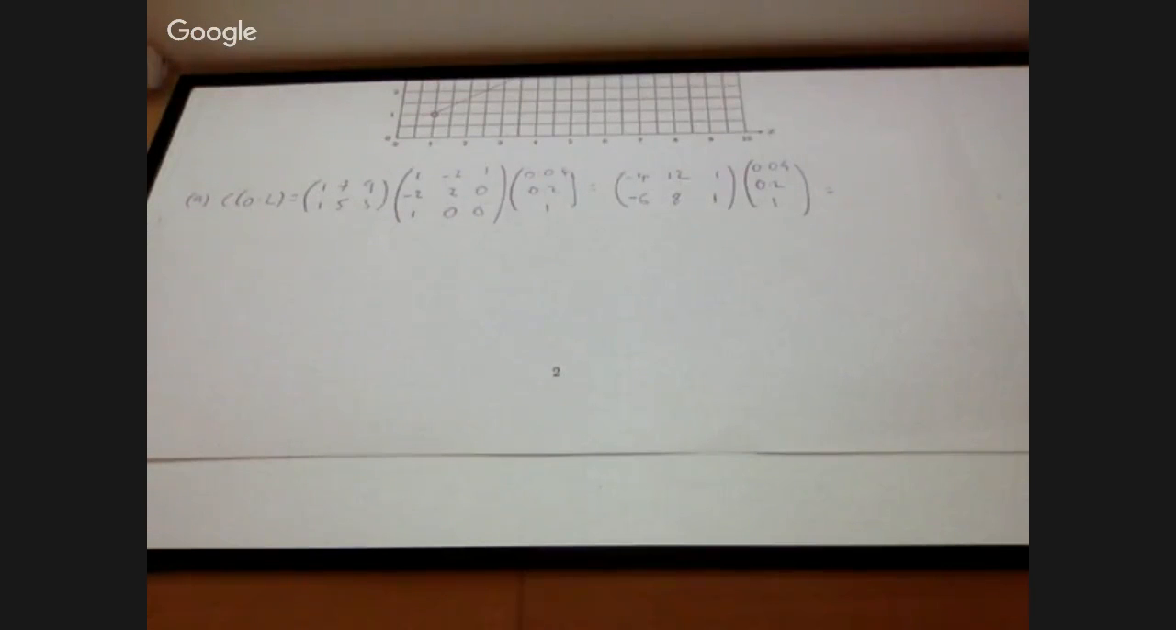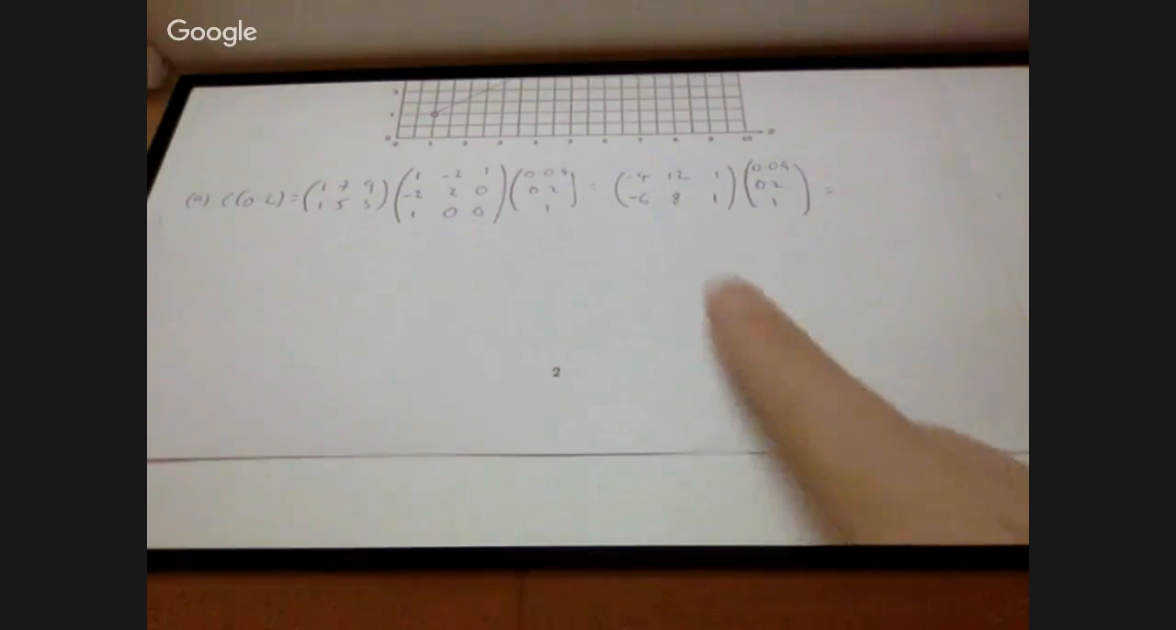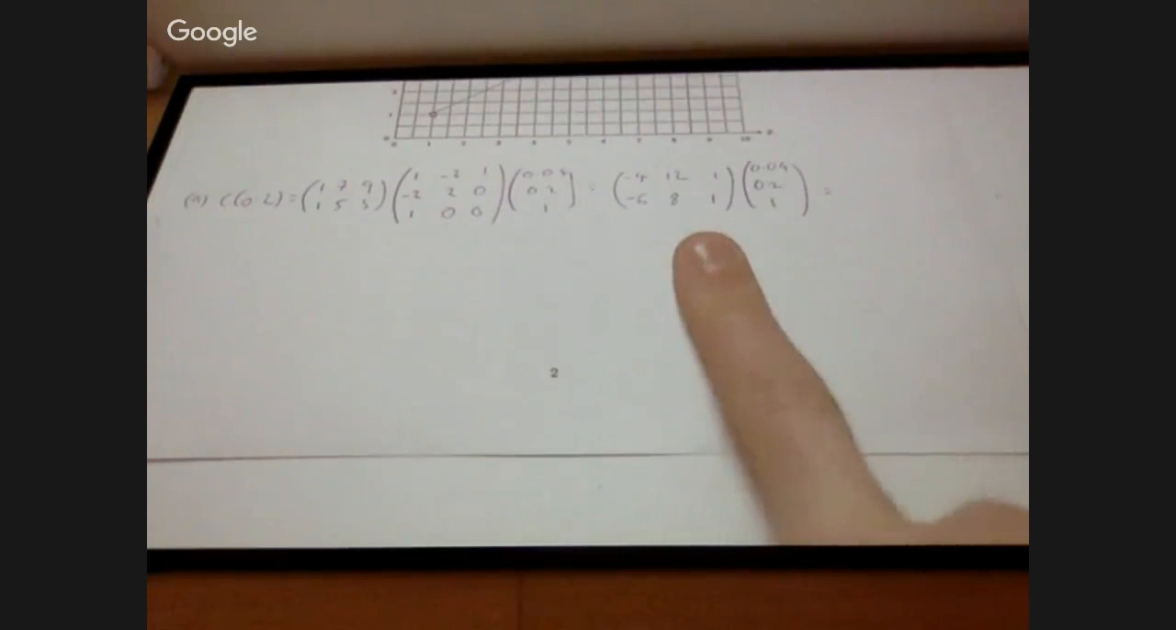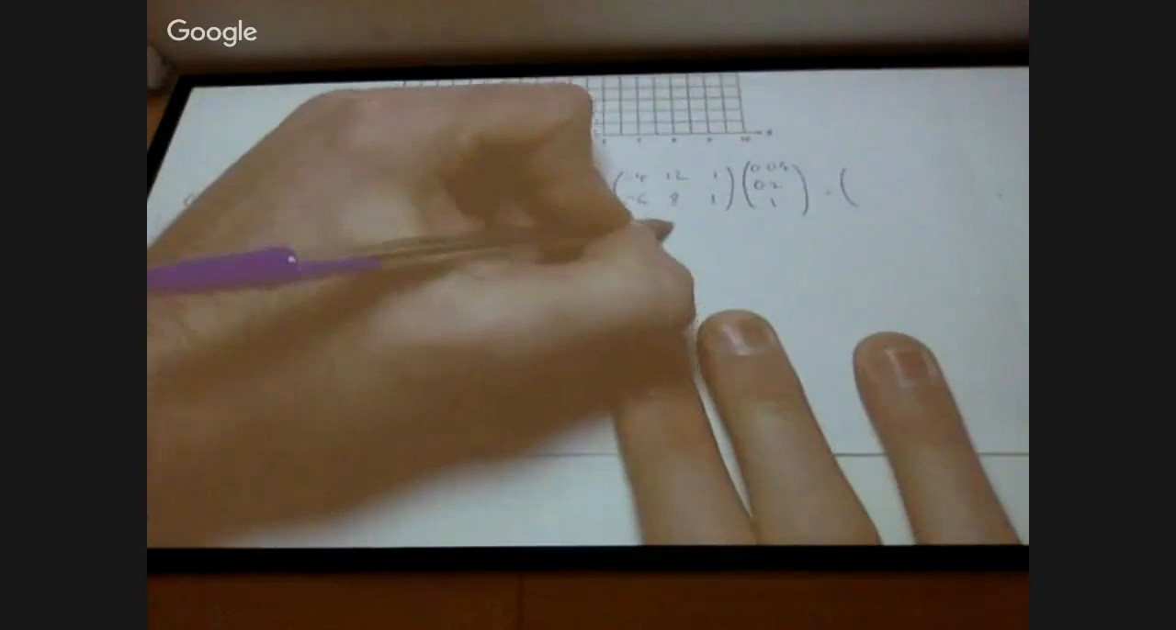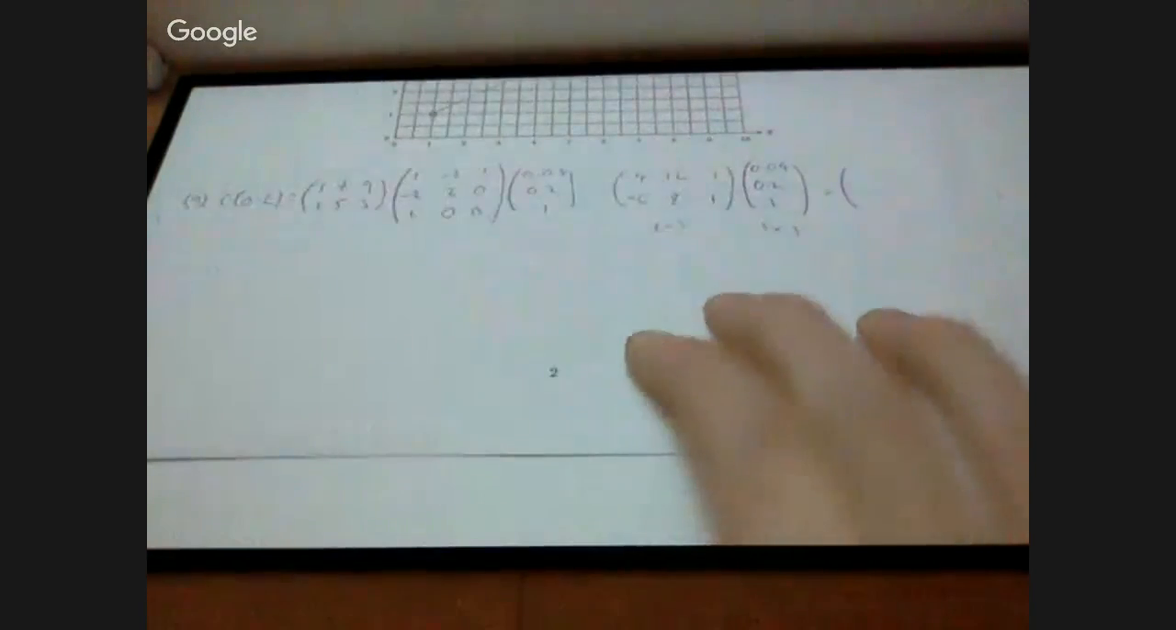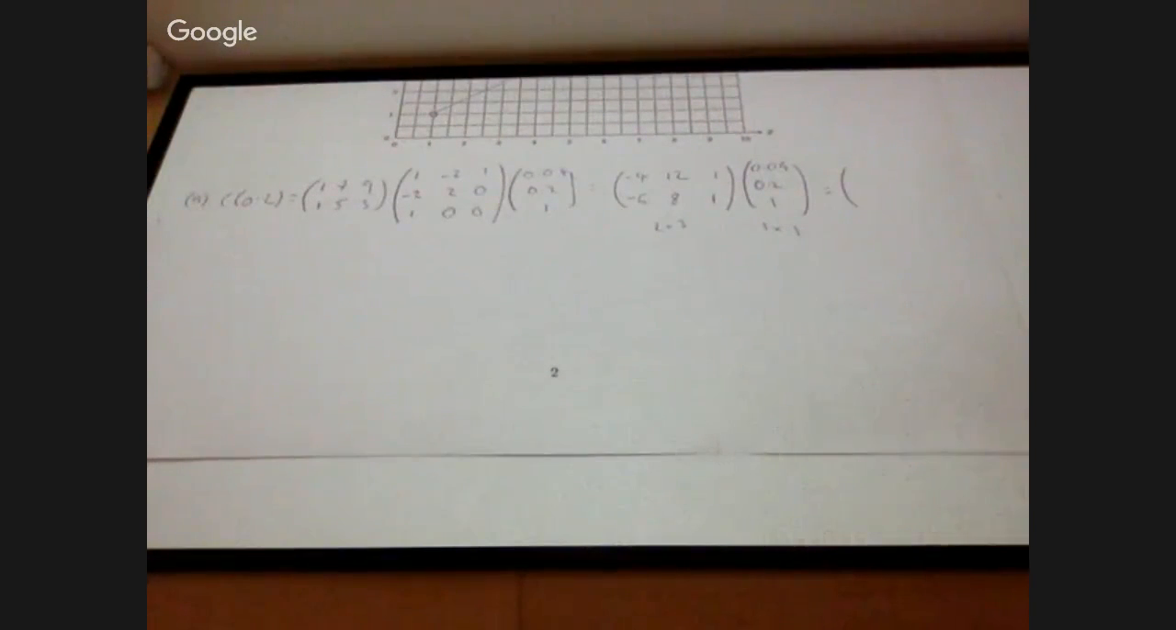Okay, so I'm left with a 2 by 3 times a 3 by 1. So what am I going to do? What's the matrix going to result from that multiplication? 2 by 3 by 3 by 1? 2 by 1. That's 2 by 3, 3 by 1. The two outside numbers give you what you're going to end up with.